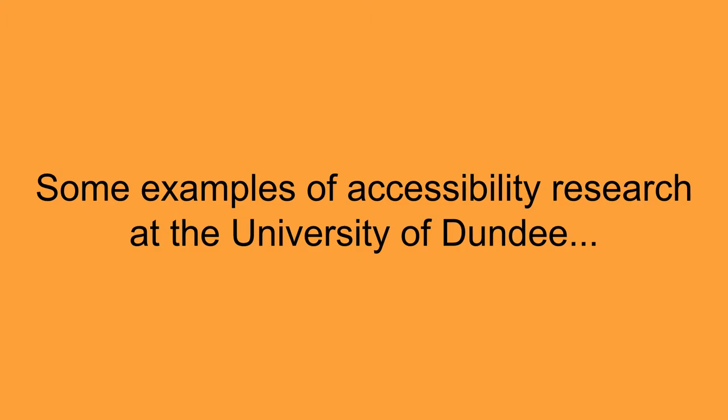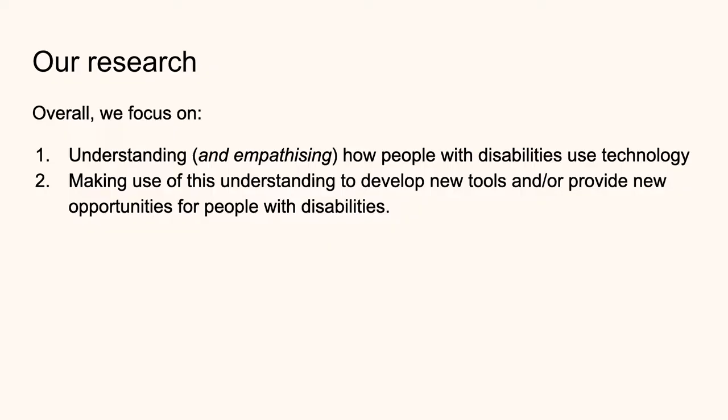Okay, so some examples of what we do at the University of Dundee. Accessibility research at the University of Dundee is myself currently, Mike Crabb, Annalu Waller, and people that are spread across our labs. So overall, we want to focus on understanding how people with disabilities use technology.